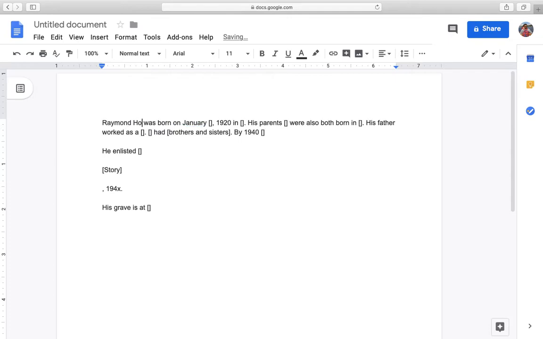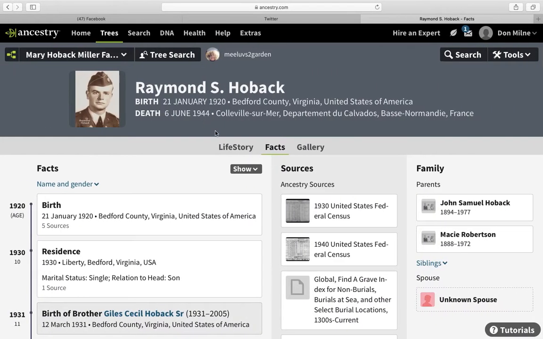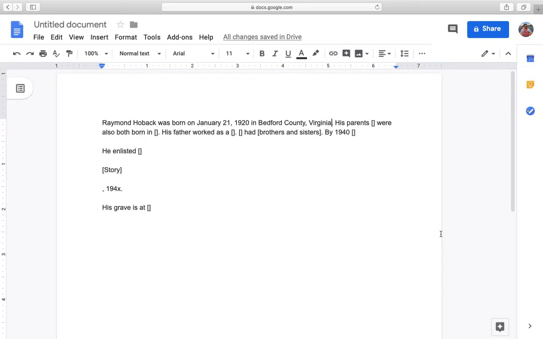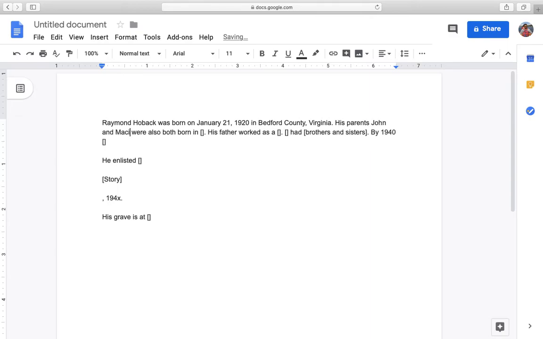Raymond Hoback was born on January 21st, 1920, in Bedford County, Virginia. His parents, John and Macy, were also born. It's kind of assuming that they were born in the same state the way it's written.